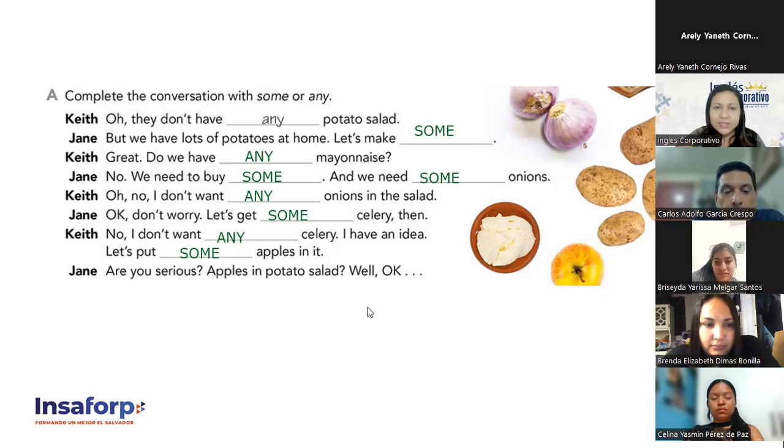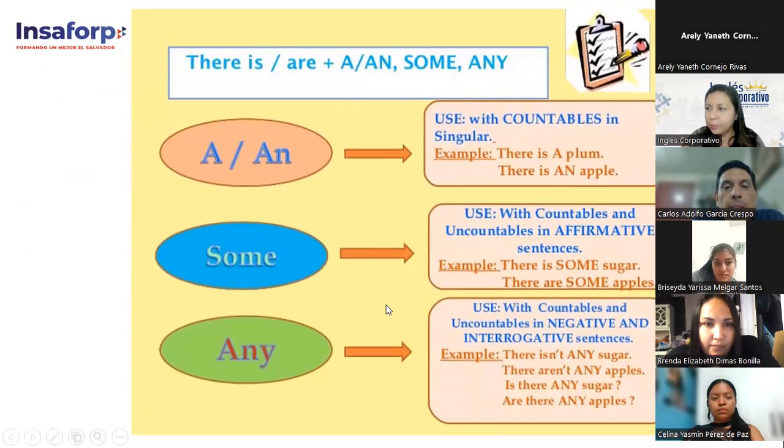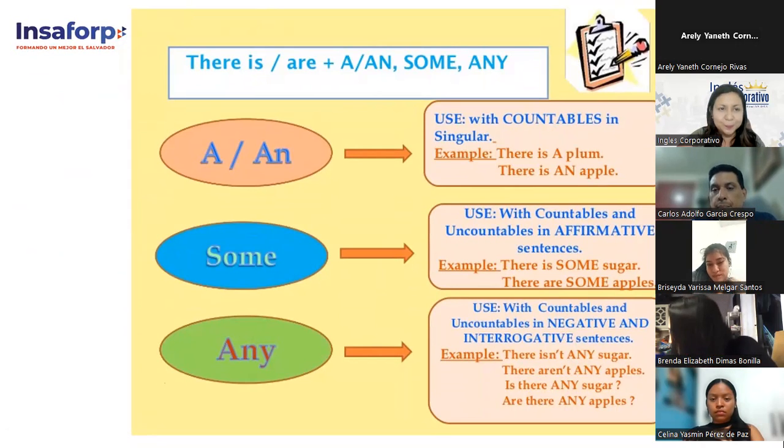Now let's continue with the next activity. Again, we have more examples. Can we have one person? Heriberto, can you please read the first example with A and An? Use with countable is singular. Example, there is a plum. There is an apple. Very good. Thank you.